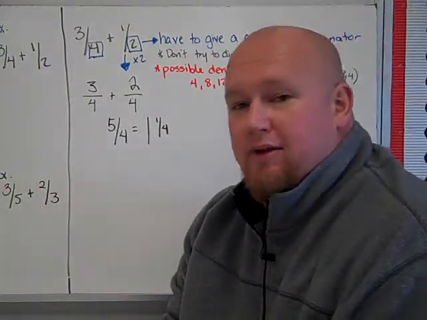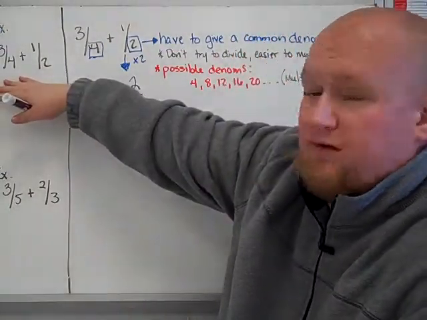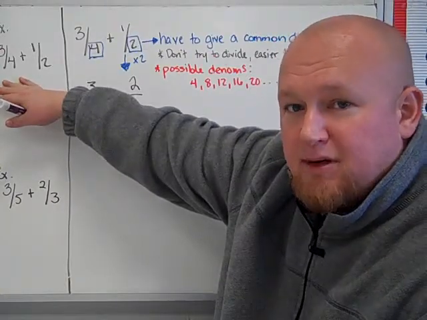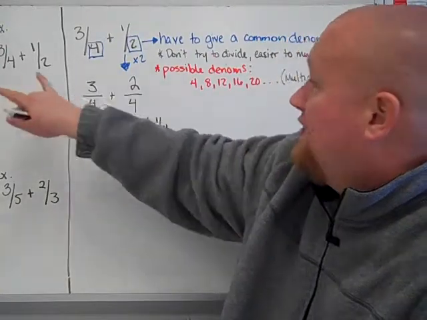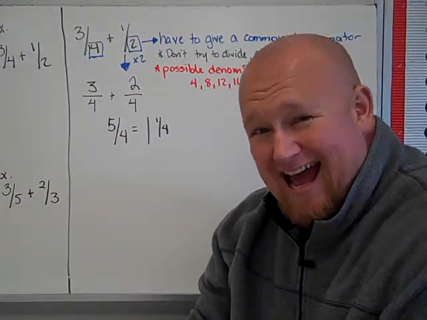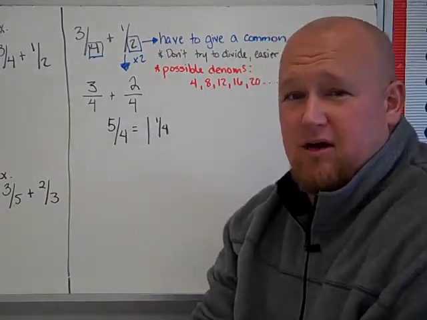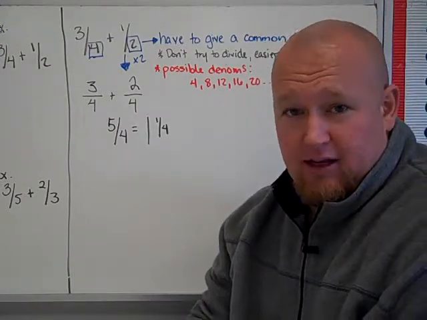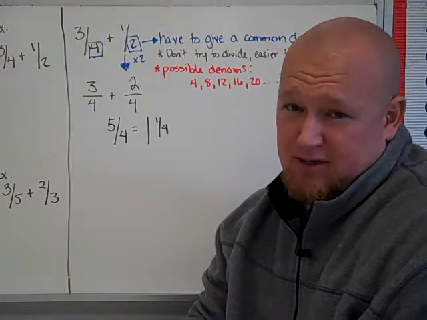So let's jump right in there with an example. First things first, 3/4 plus 1/2. I'm using fairly simple fractions, but to get the point across. You'll notice their denominators aren't the same. The first thing I have to do is give them a common denominator, or there's nothing else I can do. I'm frozen mathematically until I give them a common denominator.